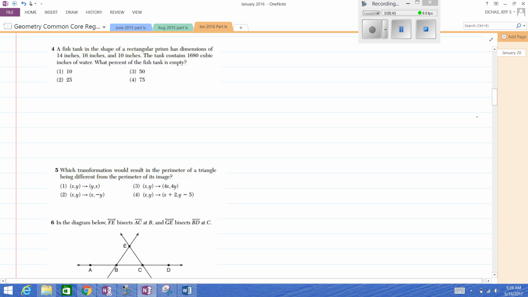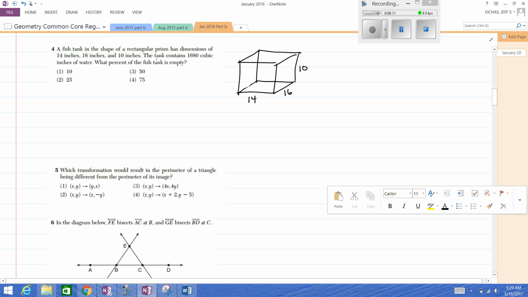So let's see, we have the fish tank in the shape of a rectangular prism. So build a model for it best we can. Let's see, we got 14. They didn't tell us which places to put this, so let's just assume distance across, distance up and back, and up and down is 10. All right, so the tank is not full. We'll have to see what it can hold when it's full. Right now it has this much, 1,680 cubic inches of water.